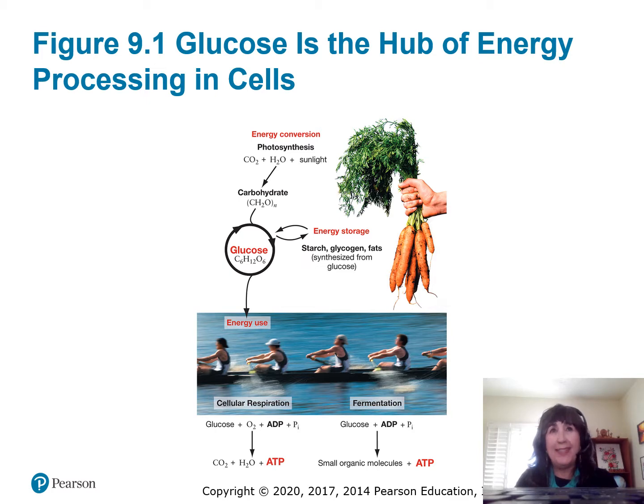This is a great slide, figure 9.1. It shows you the combination of photosynthesis and cellular respiration and how it's used to produce energy. And here energy is needed for those people that are rowing their boats. So we can make energy in the presence of oxygen, or we can make energy in the absence of oxygen. So in either case, ATP is produced.